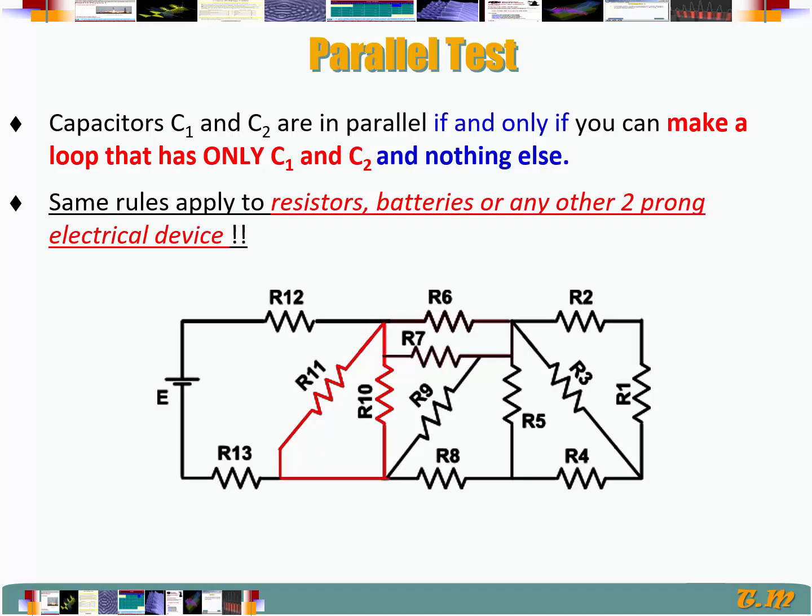Okay, same thing. Actually, I'm missing one. Let me draw it by hand. Let's look at R6 and R7. Perfect. We found a loop that includes both of them.